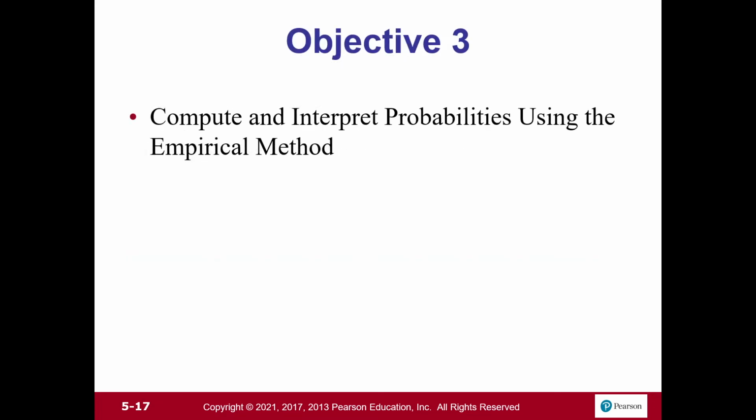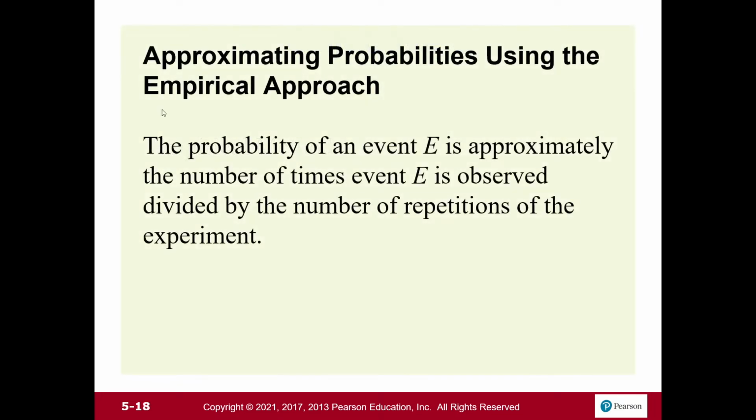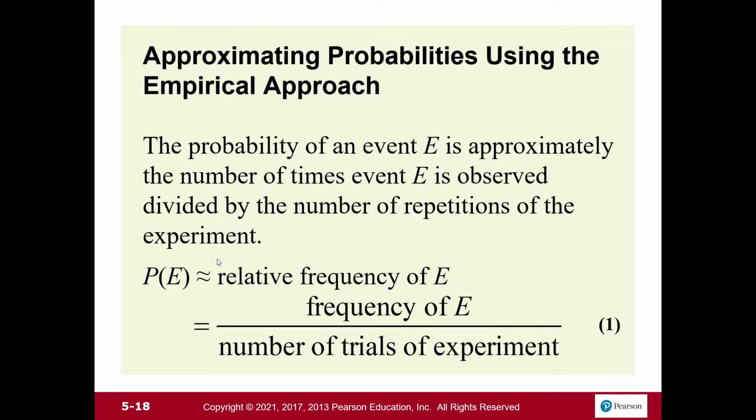So here in Objective 3, we'll compute and interpret probabilities using the empirical method. So approximating probabilities using the empirical approach. The probability of an event E is approximately the number of times event E is observed, divided by the number of repetitions of the experiment. So the probability of E is roughly equal to the relative frequency of E. So there's basically two definitions of probability. It's the frequency of E divided by the number of trials of the experiment.